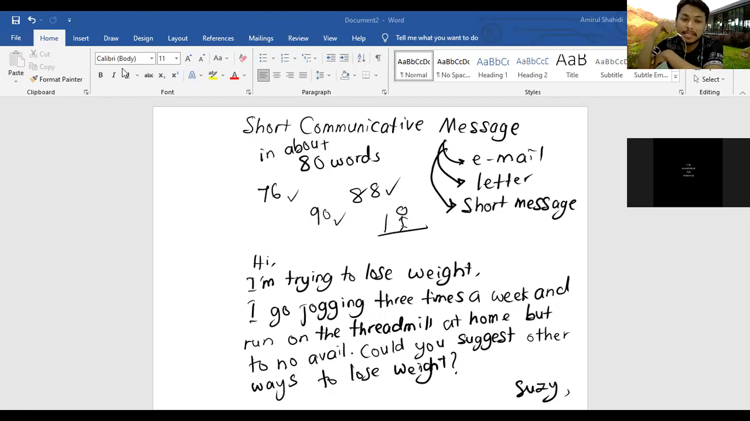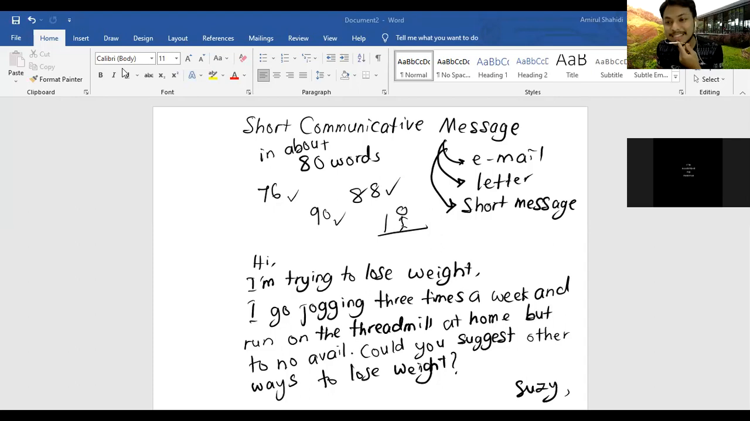Usually, sometimes, kita akan mula essay kita macam ni. Hi, how are you doing? I hope that you are doing well. So this is the tips for you to lose weight. First, blah blah blah. Nampak tak? Kat soalan ni, Suzy hantar macam mana kat kita? Hi, aku nak turun berat badan ni. Aku dah pergi jogging 3 kali sehari dan duduk berlari kat rumah. Tapi tak ada guna pun. Ada tak cara yang lain?